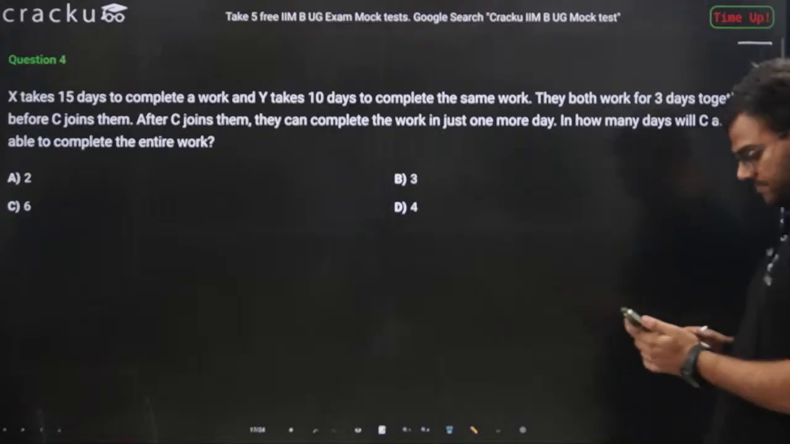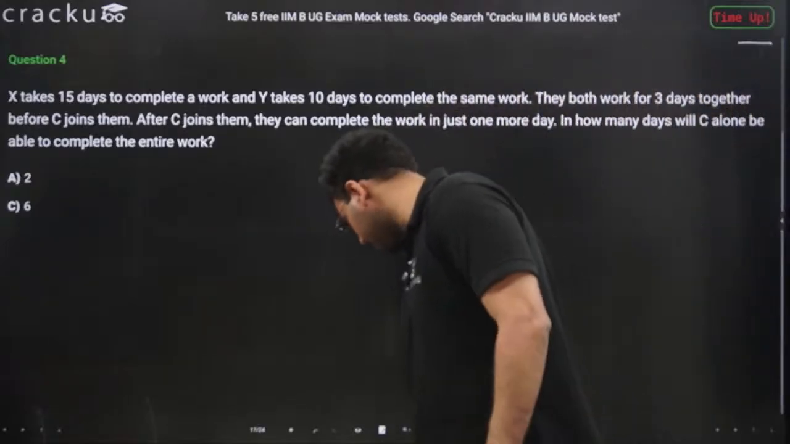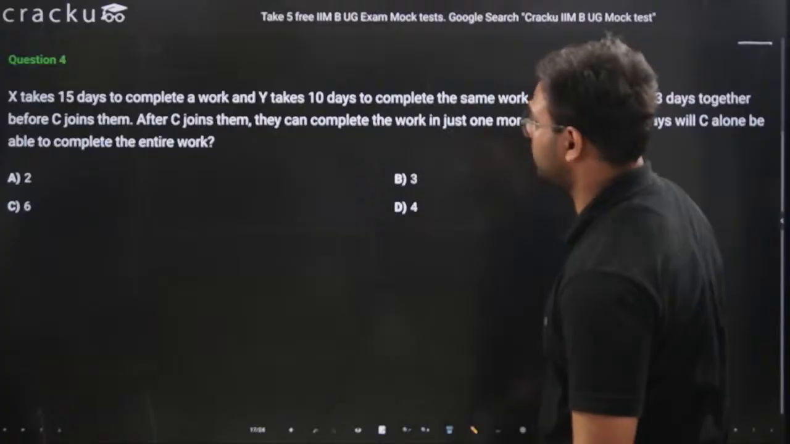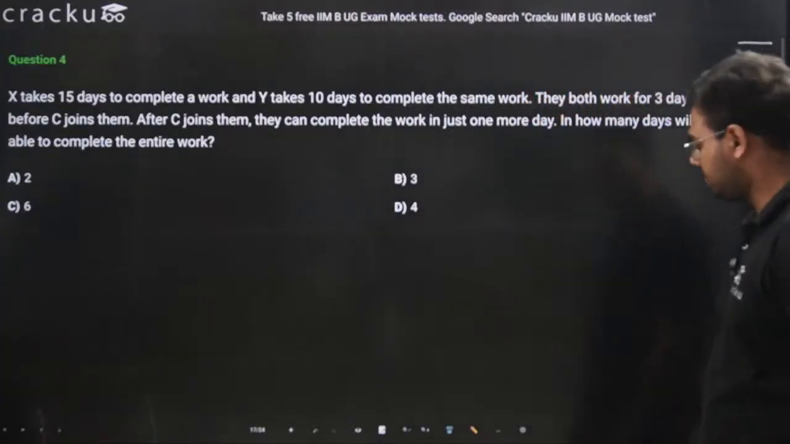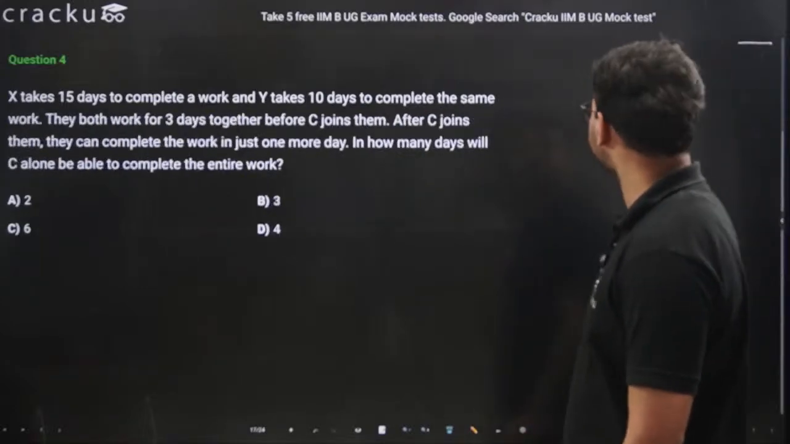So time is up. So let's discuss this question again. A similar question on the concept of number of days, like on group work. So let's solve this one.